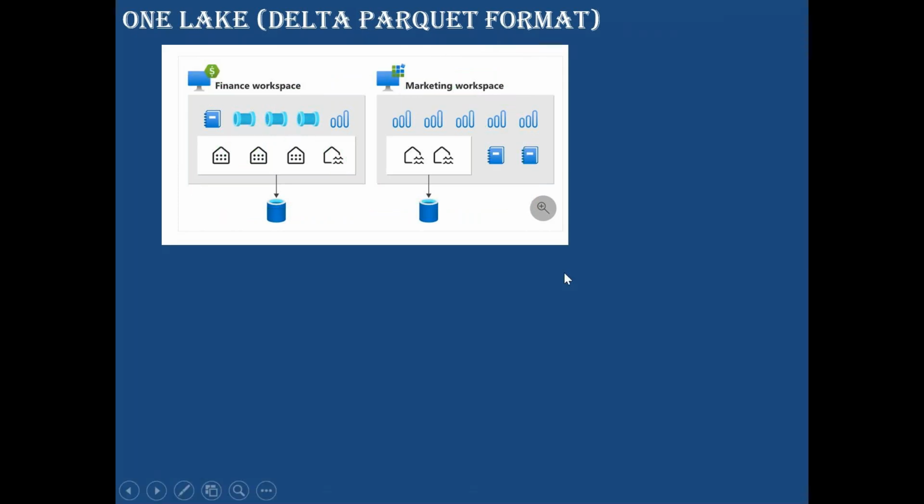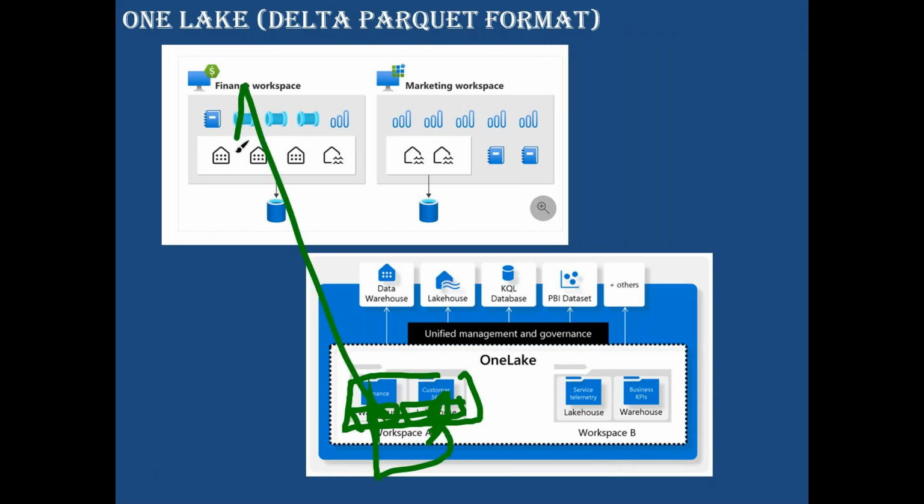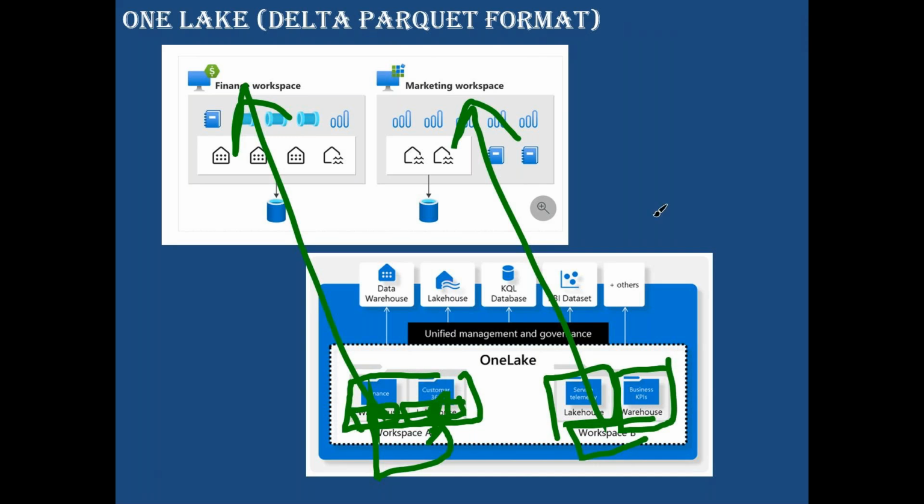Are you getting what I'm saying? So it will look like this. Within the same OneLake, the high-level folder is workspace A. Under workspace A, one subfolder is the warehouse and another subfolder is the lakehouse. In a lakehouse you can store any type of data, but in a warehouse you can store only structured data. Think of workspace A as the finance workspace and workspace B as the marketing workspace. So you create a lakehouse for storing unstructured or any data, and a warehouse for storing structured data.